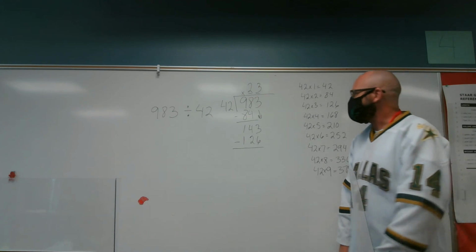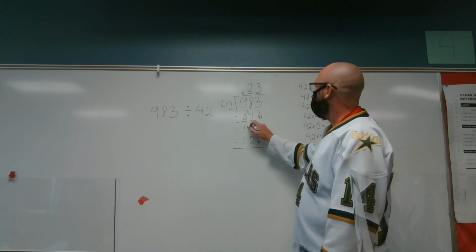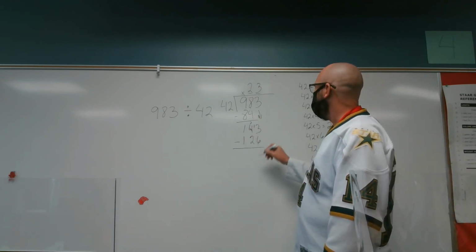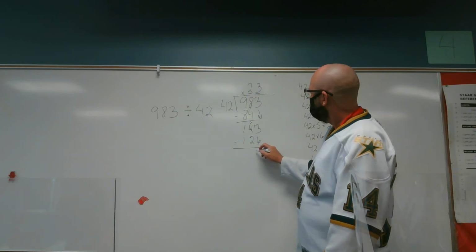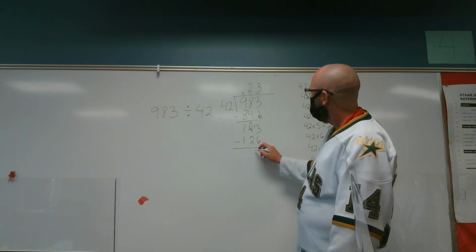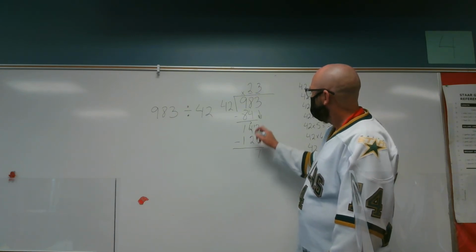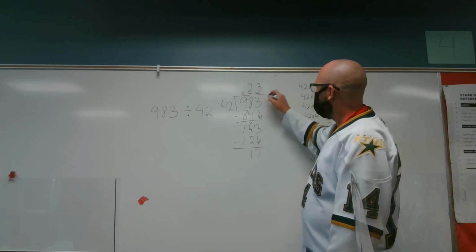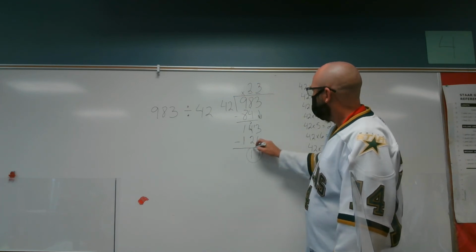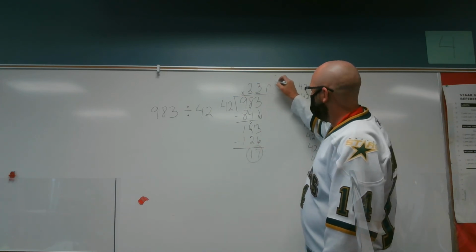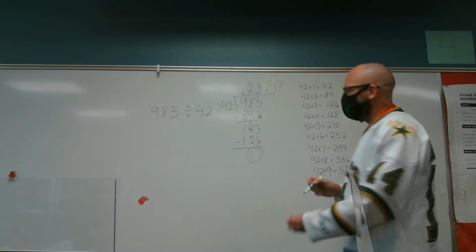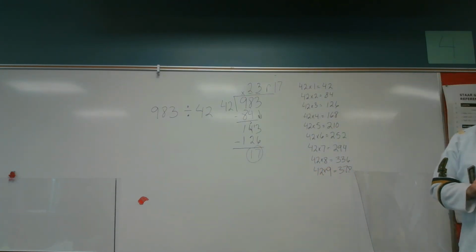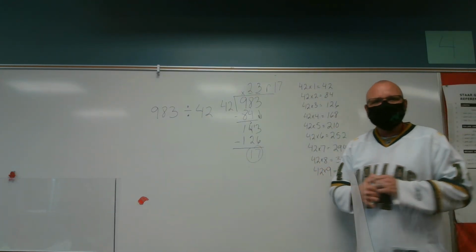Then I'm left with subtracting. This is 3, 13, that's, what, 7? 7, and that's 1. So since I have nothing else to bring down, this then becomes my remainder. So my answer for that second problem would be 23, remainder 17.